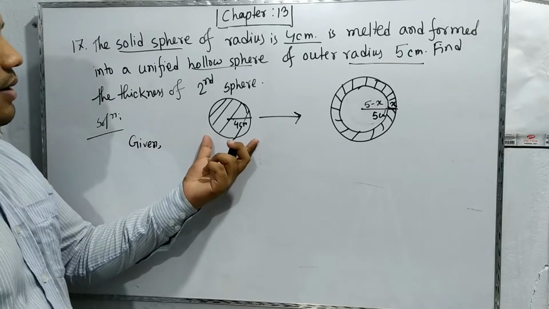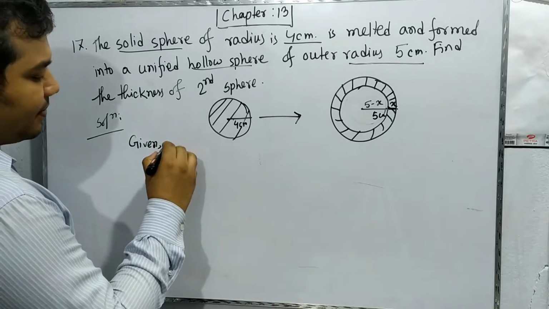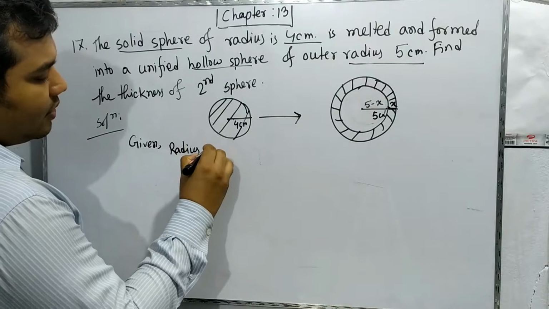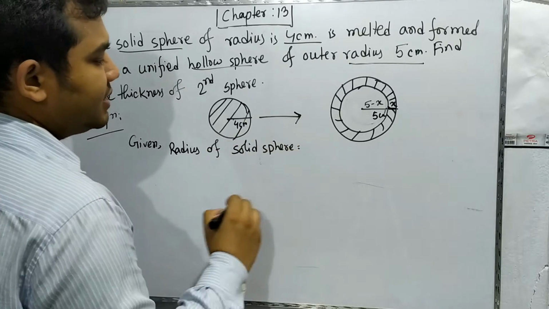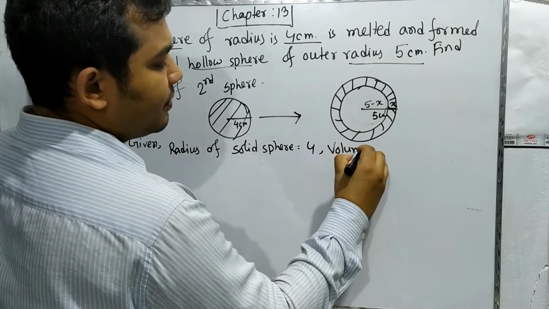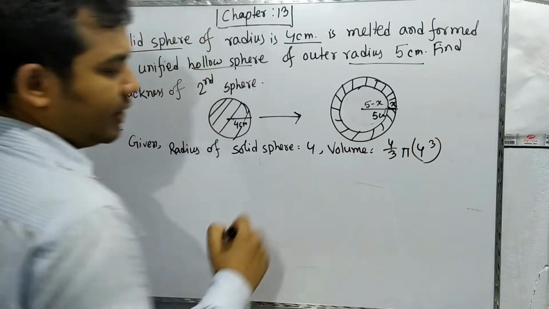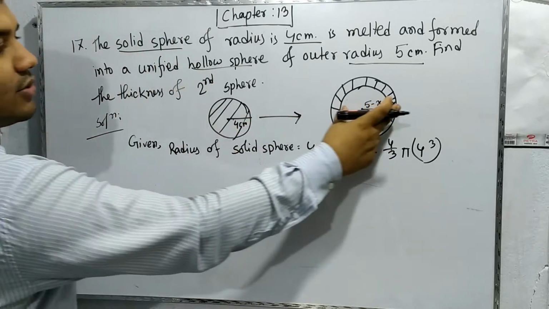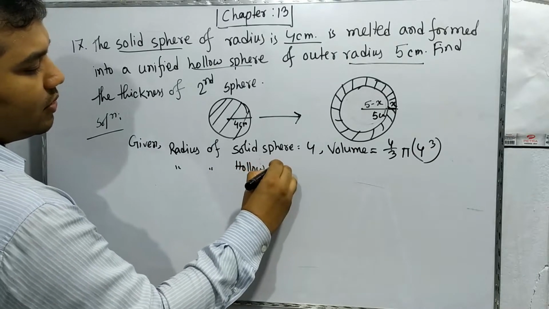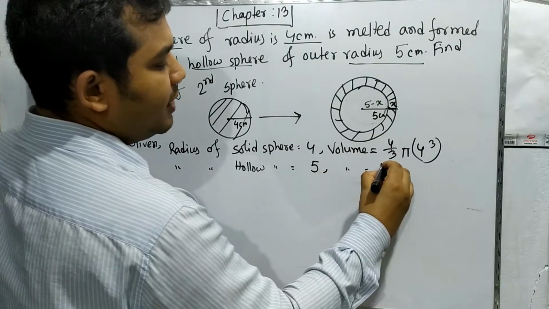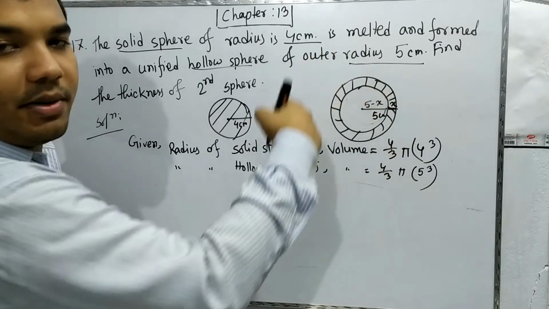Given the radius of the solid sphere is 4, so the volume will be 4 by 3 pi r cube, that is 4 cube. Then the radius of the full hollow sphere is 5, so the volume will be 4 by 3 pi 5 cube. Clear? And what will be the empty part?